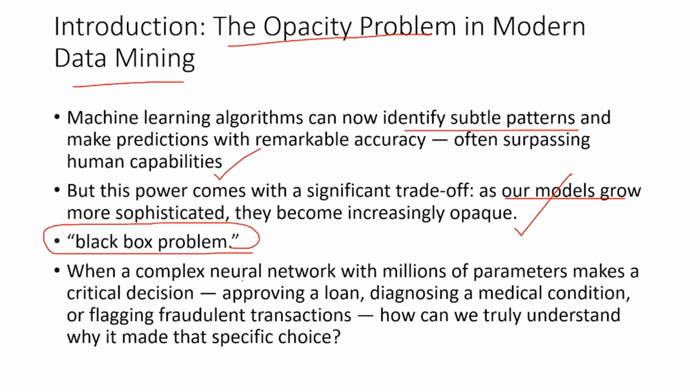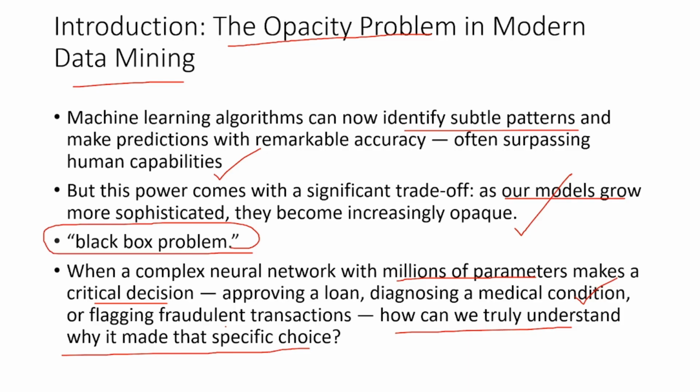Complex neural networks have millions and billions of parameters, if you consider chatbots and all. They make very critical decisions. How do you understand why it made a specific choice? For example, approving a loan, diagnosing a medical condition, or flagging fraudulent transactions. These are very critical systems.